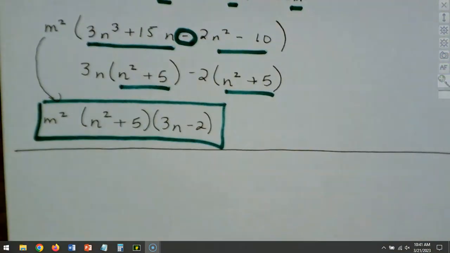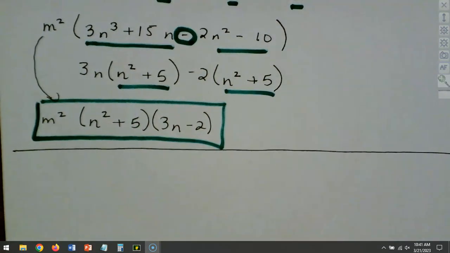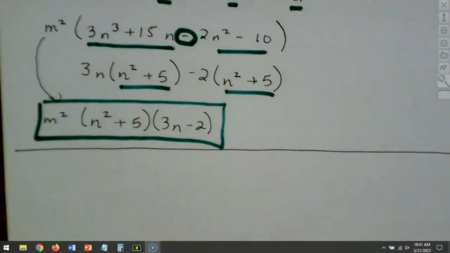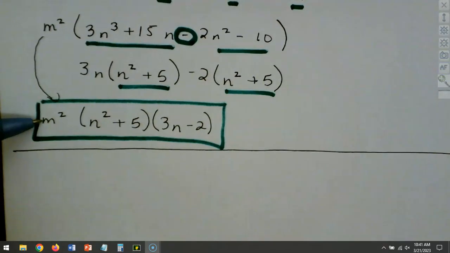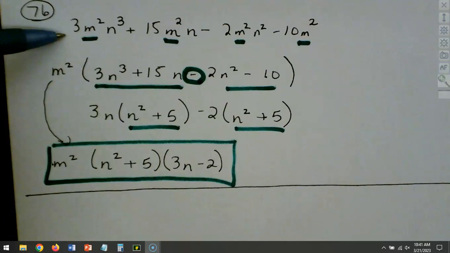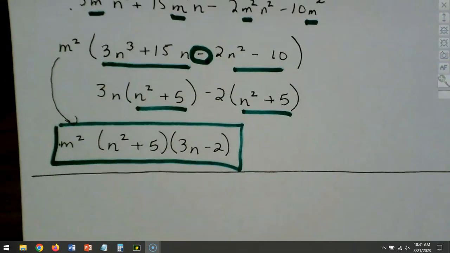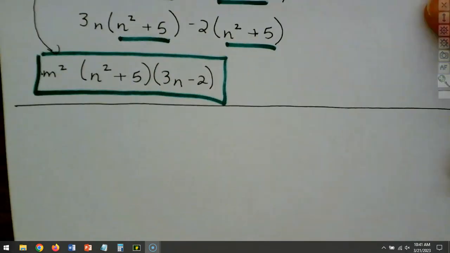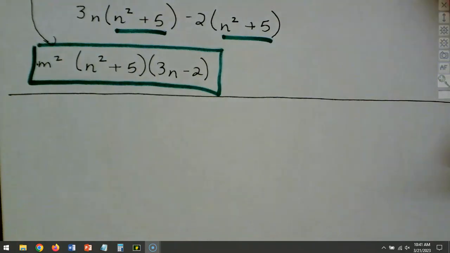Now for the next ones, I'm going to give you some expressions, and you're going to tell me if these are factored or not. So we're going to decide if this is factored. Now, what does factored mean? This is factored, where it's all broken up with parentheses. This has not been factored.